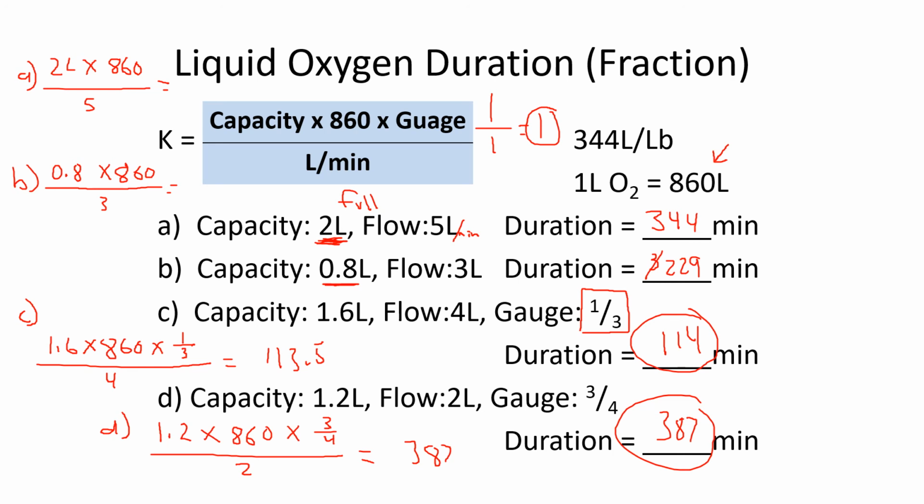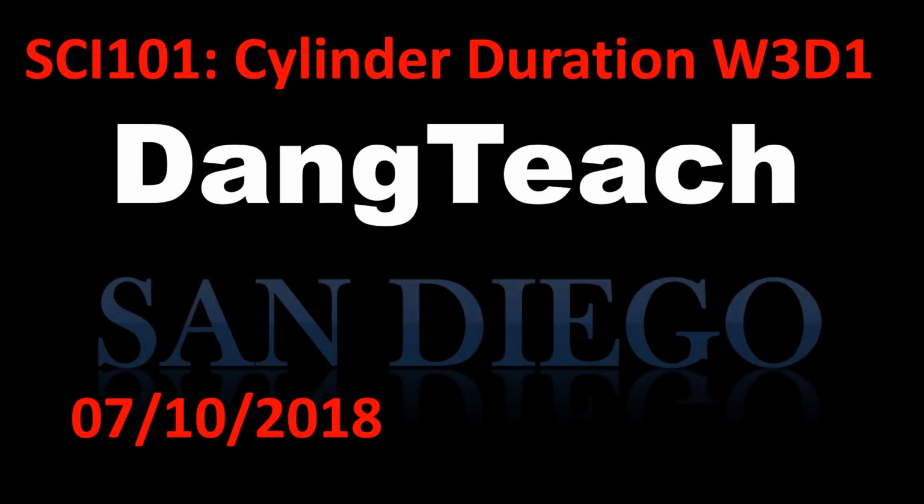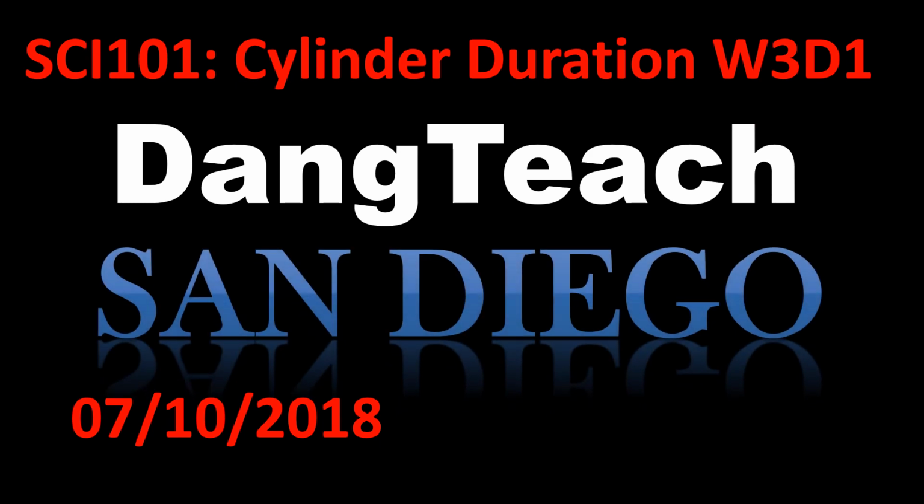All right, that's liquid oxygen. If you're given weight, your conversion factor is 344. If you're given volume, your conversion factor is 860. All right, that's it. Not too bad. Let's get started on the homework.